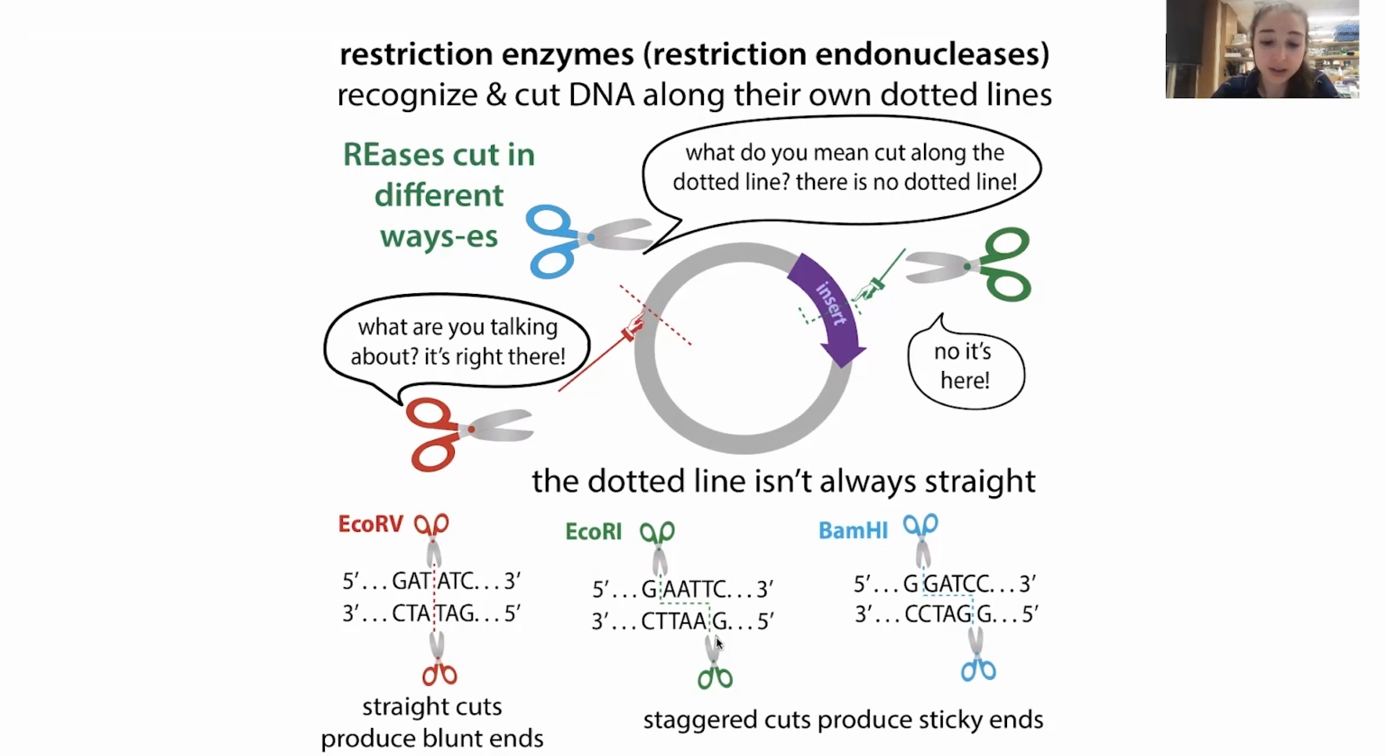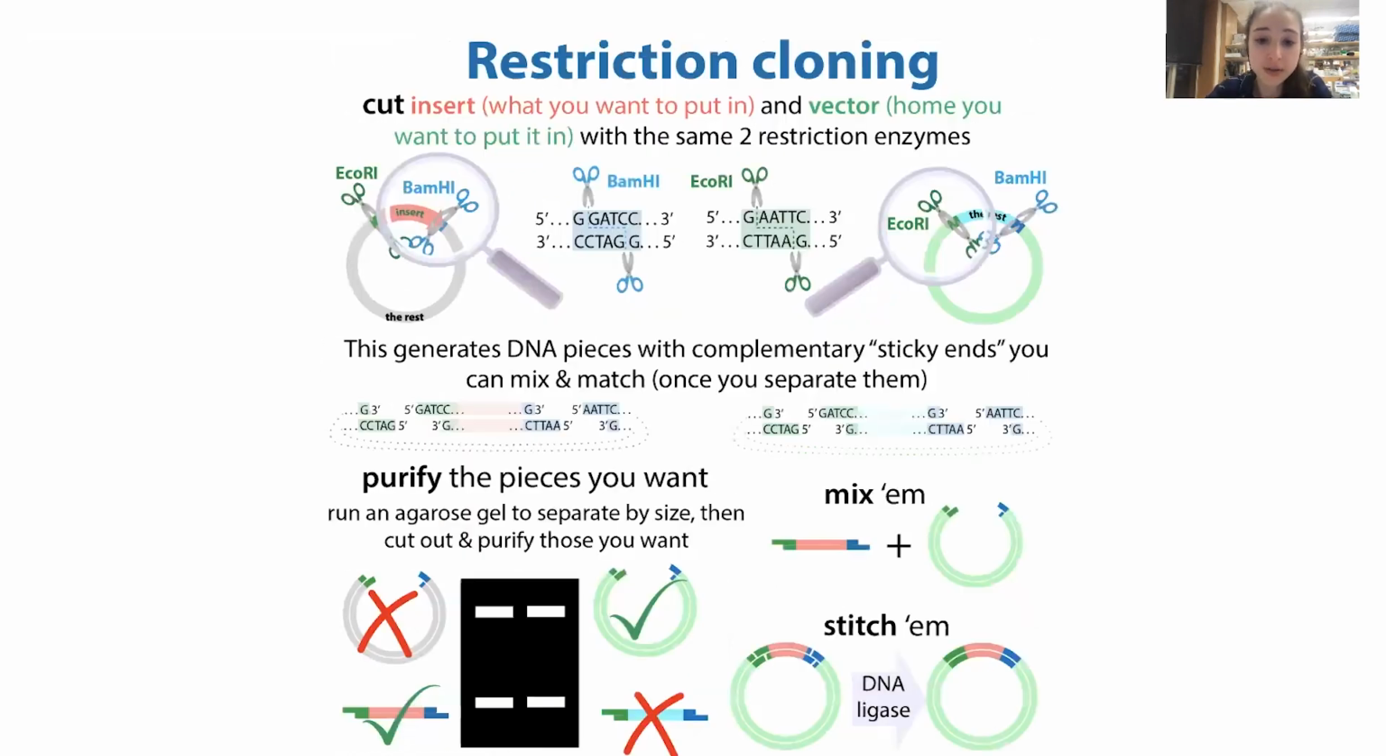And these sticky ends are really useful when we're trying to do things like restriction cloning, where we can cut pieces and then stitch them together with DNA ligase. You often use a combination of restriction enzymes, and you can even use different restriction enzymes that recognize slightly different sequences but make the same overhangs that you can then stitch together.